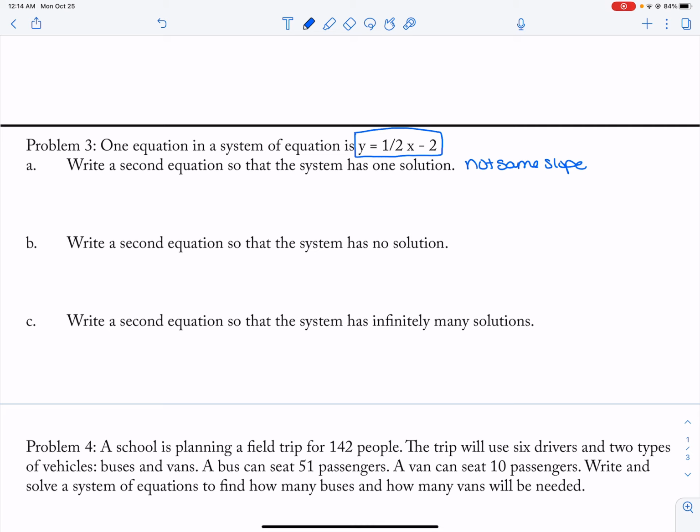And then for no solution, remember, no solution means that we have parallel lines. That means that it's not the same line, but they have the same slope. Remember, parallel lines have the same slope. So I want you to write me an equation that does that. And then infinitely many solutions means that it's the same exact line. But maybe what we did is we multiplied both sides of the equation by like 5, for example, or a different number. So that is your problem 3.